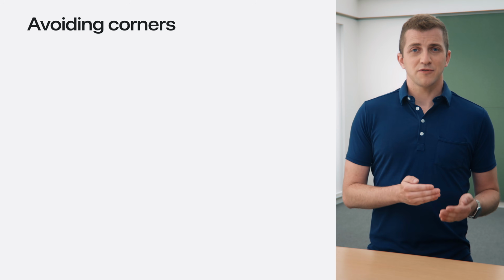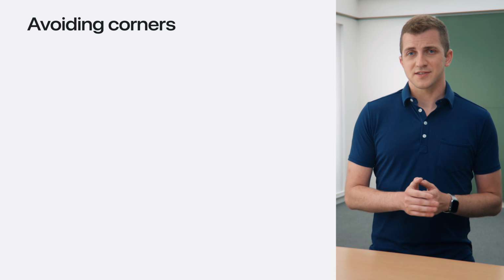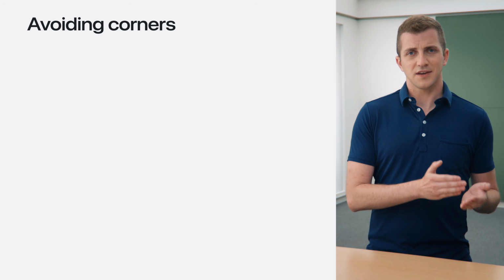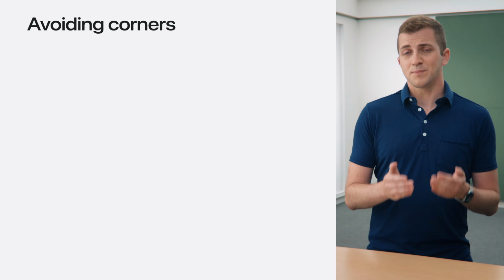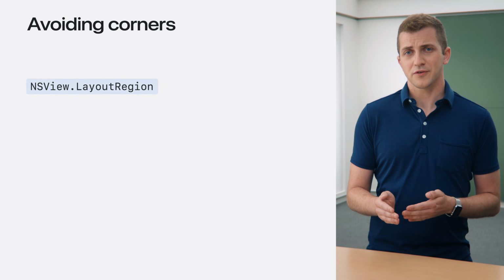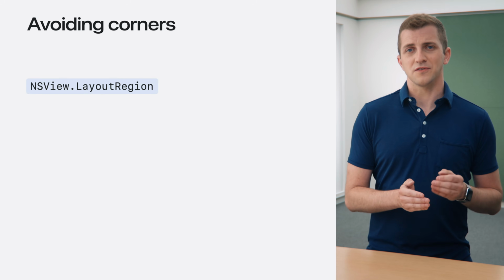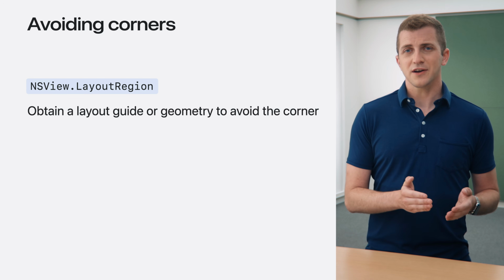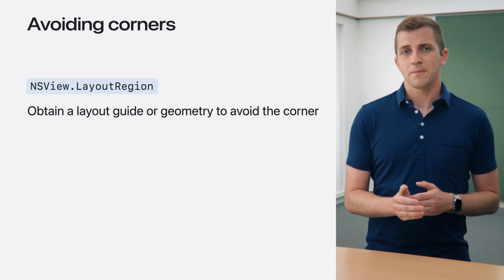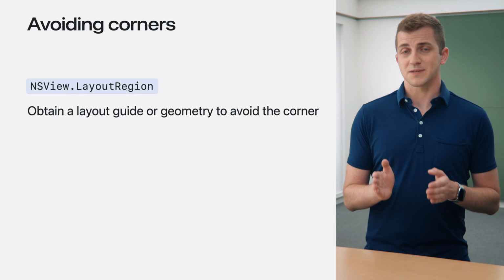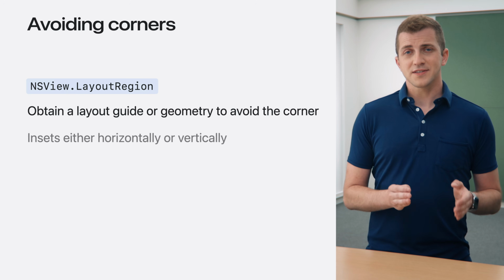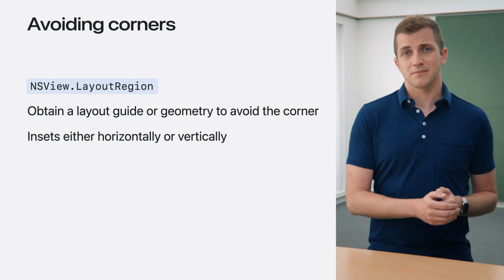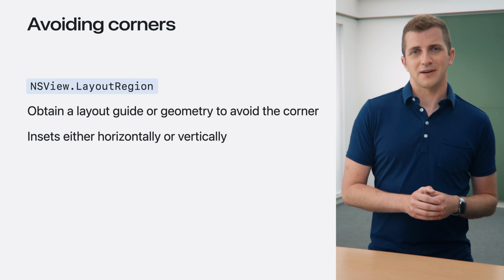These larger corners provide a softer feel and elegant concentricity to the window, but they can also clip content that sits close to the edge of the window. To position content that nests into a corner, use the new NSView LayoutRegion API. A layout region describes an area of a view, like the safe area, but with features like corner avoidance built in. You can inset a region either horizontally or vertically by the size of the corner. I'll take you through the API.